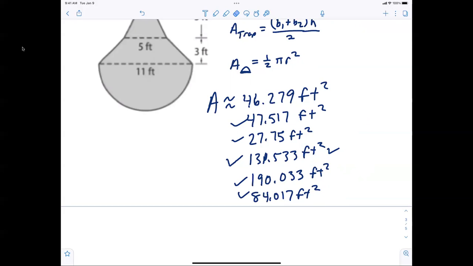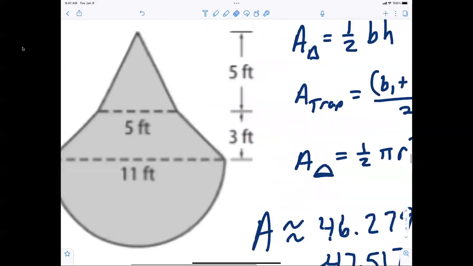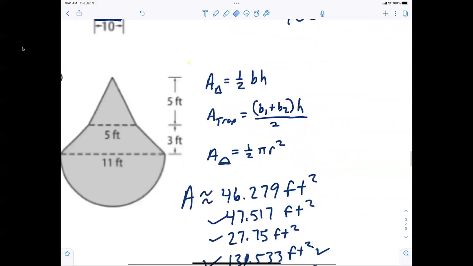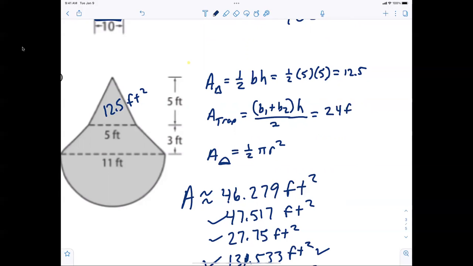All right, here we go. Let's take a look now. First of all, the area of the triangle, the base and height are both what? 5. So 1/2 times 5 times 5 equals 12.5. So the area of the triangle was 12.5 square feet. Now the trapezoid, I wanted you to say, what's 5 plus 11 divided by 2 times 3, 24. So this was 24 square feet.